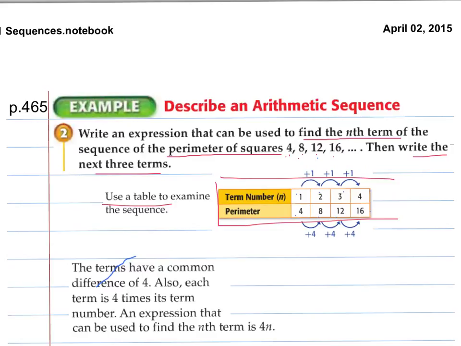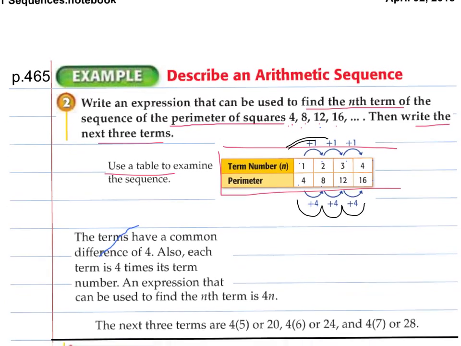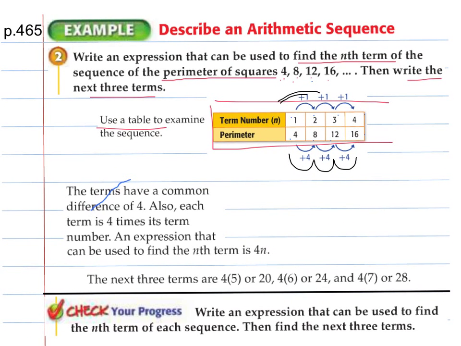So you notice that you're going up by 1 every square, every term. While you're going up by 1 every term, you're going up by 4 in the perimeter. So you look, the terms have a common difference of 4. They're going up by 4 every time, a common difference of 4.